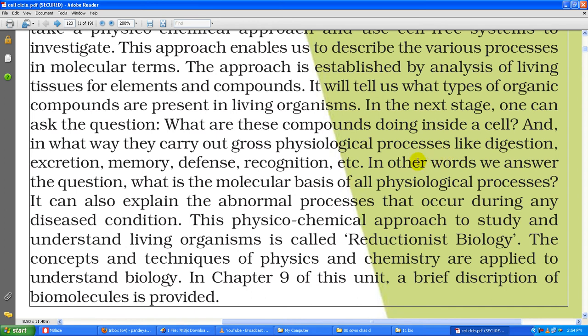In other words, we answer the question, what is the molecular basis of all physiological processes? It can also explain the abnormal processes that occur during any diseased condition. This physico-chemical approach to study and understand living organisms is called reductionist biology. The concepts and techniques of physics and chemistry are applied to understand biology. In Chapter 9 of this unit, a brief description of biomolecules is provided.